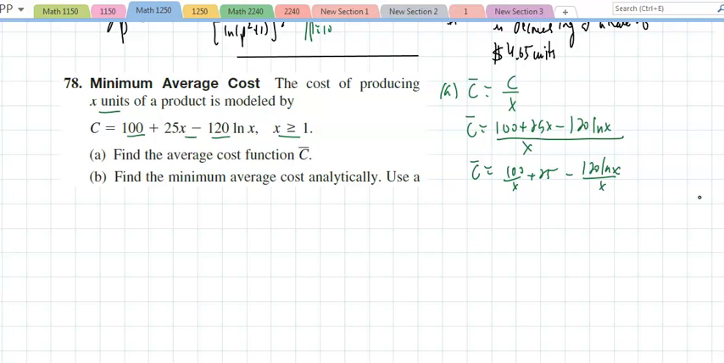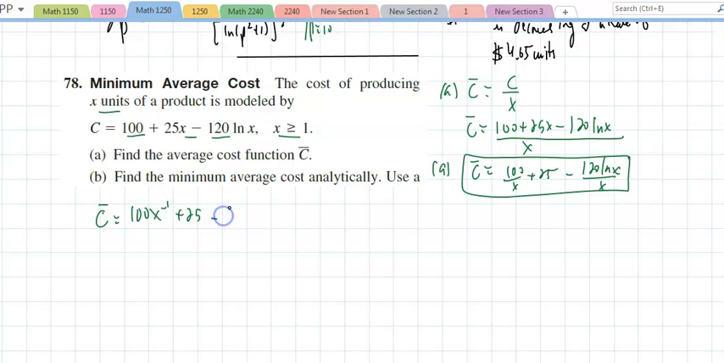So, if I take part A, that's my equation. I could write that slightly different if I want to take a derivative. Instead of using the quotient rule, I could say the cost function is actually 100x to the negative 1 plus 25 minus 120x to the negative 1 times natural log of x. This way I could avoid the quotient rule.